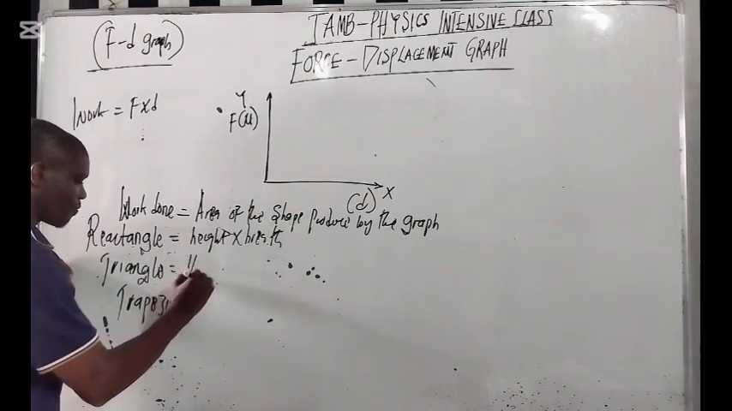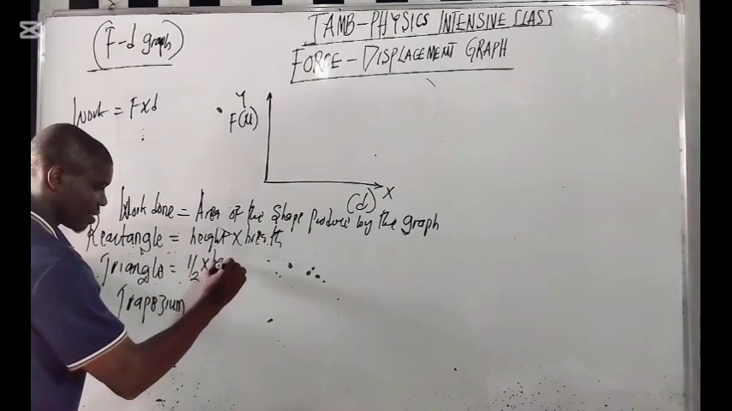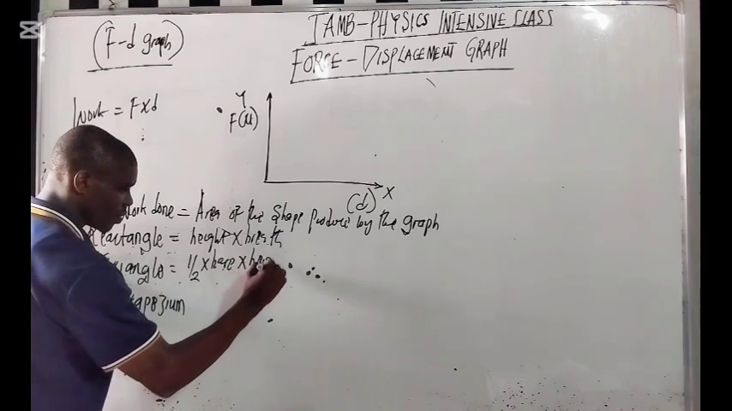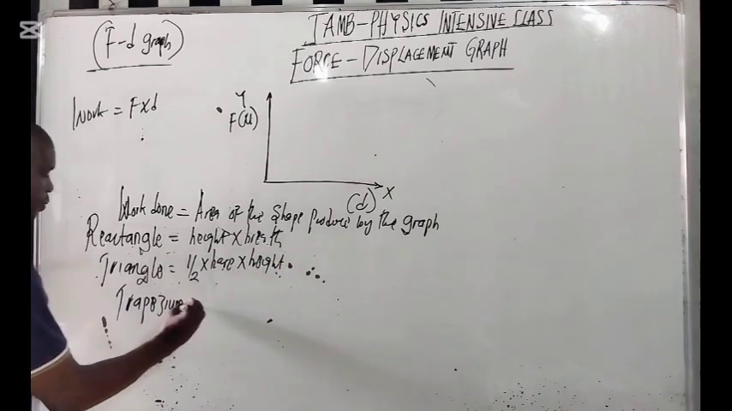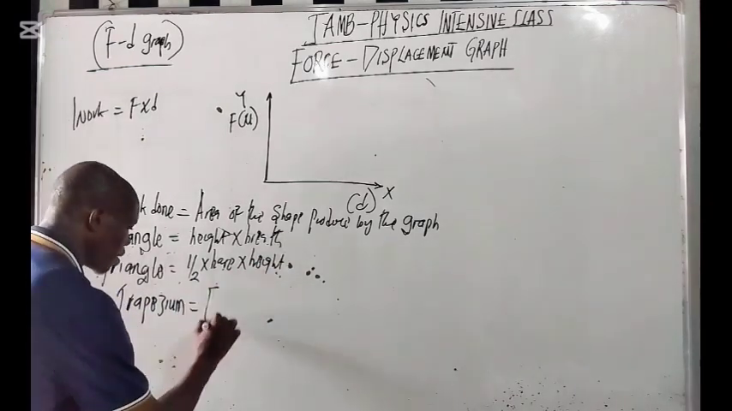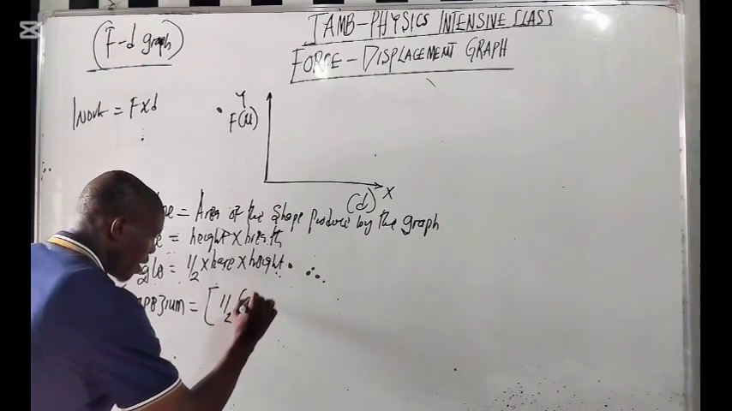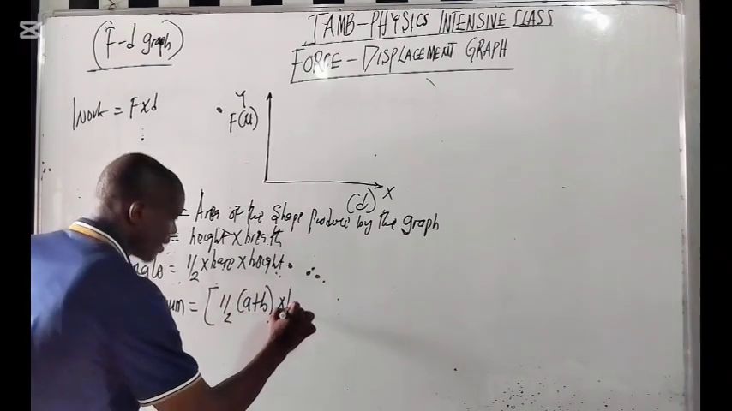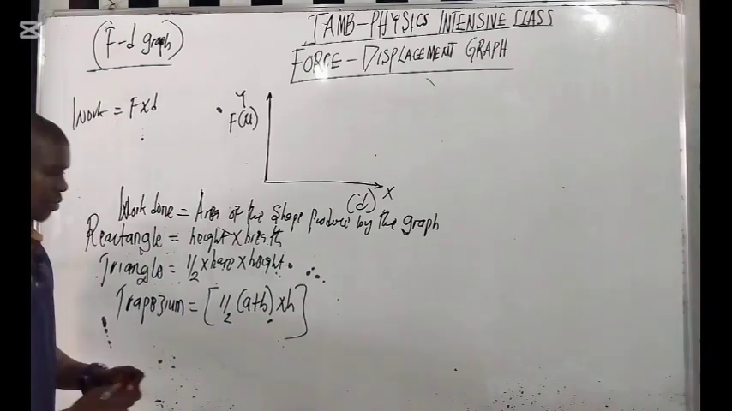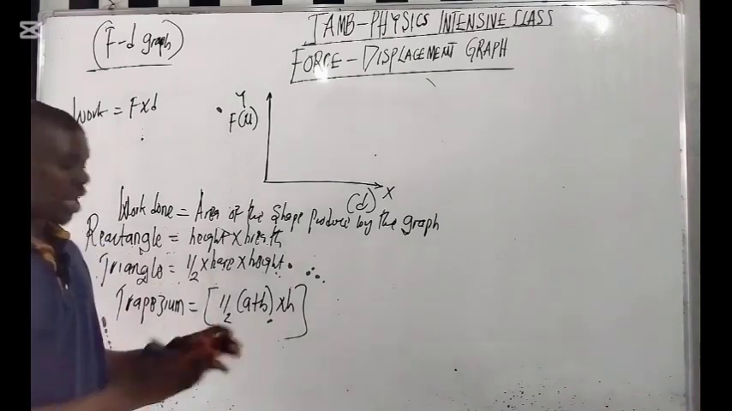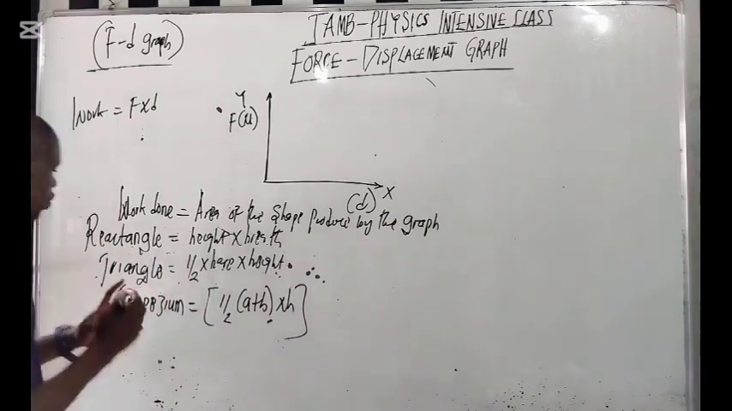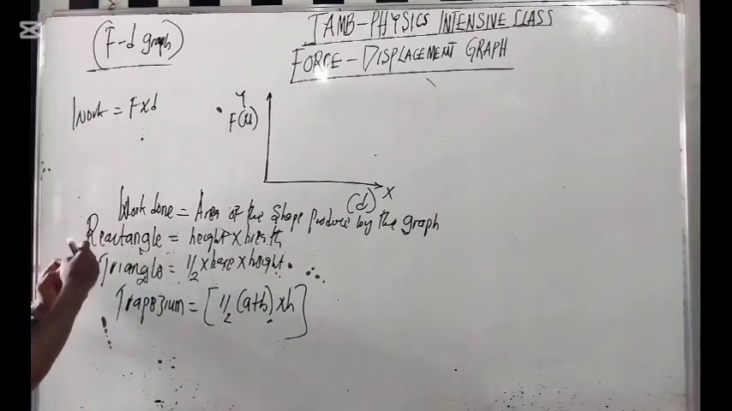For a triangle, the area is half base times height. Then for a trapezium, it is half (a plus b) times height. I'm going to give you all the shapes here. So these are the three key things you must note.